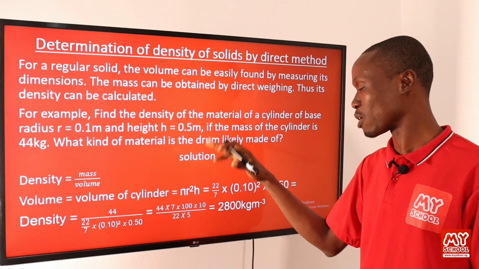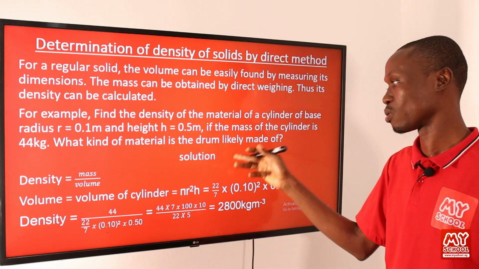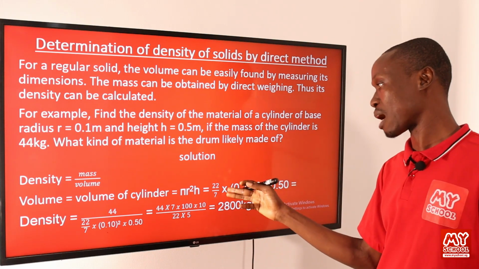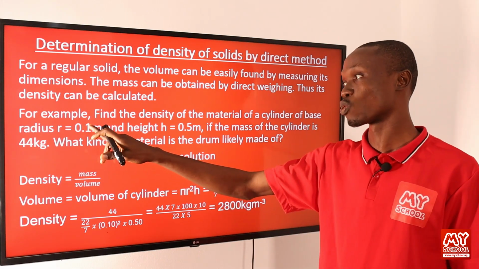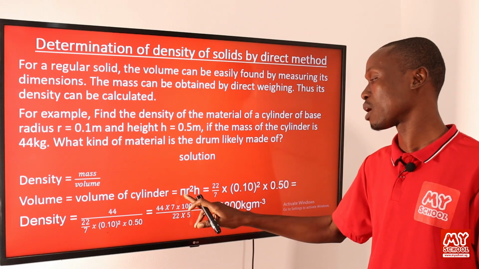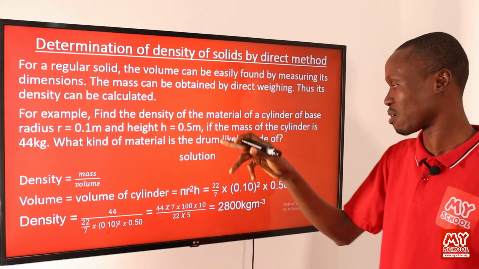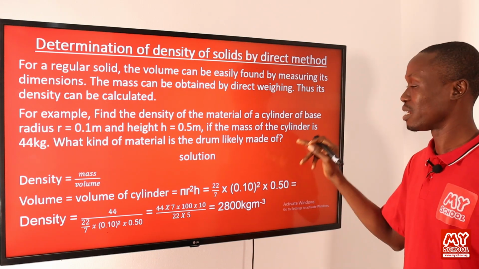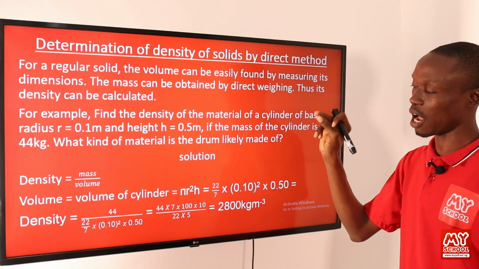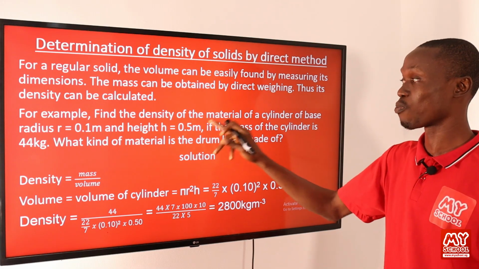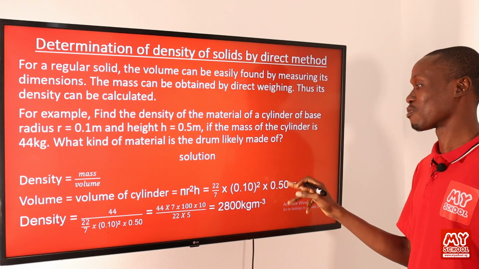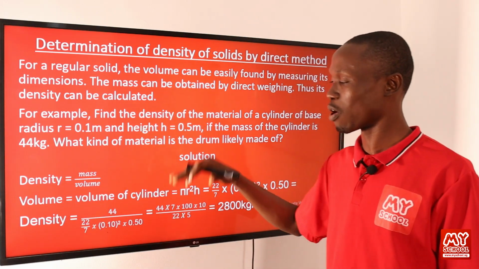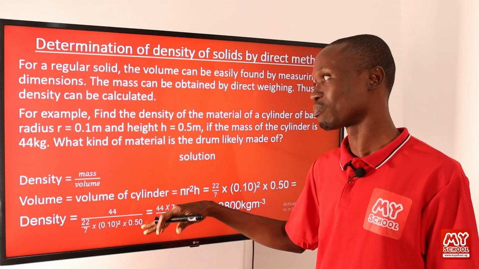So we just substitute the values that are given to us according to the question. Of course, we know that pi is 22/7, times the radius here, 0.1. But in our formula the r is squared, so we are going to square that value. So I have 0.1 squared, then times the height, which according to the question is 0.5. So we have 0.5 here. Now remember that density is equal to mass over volume.